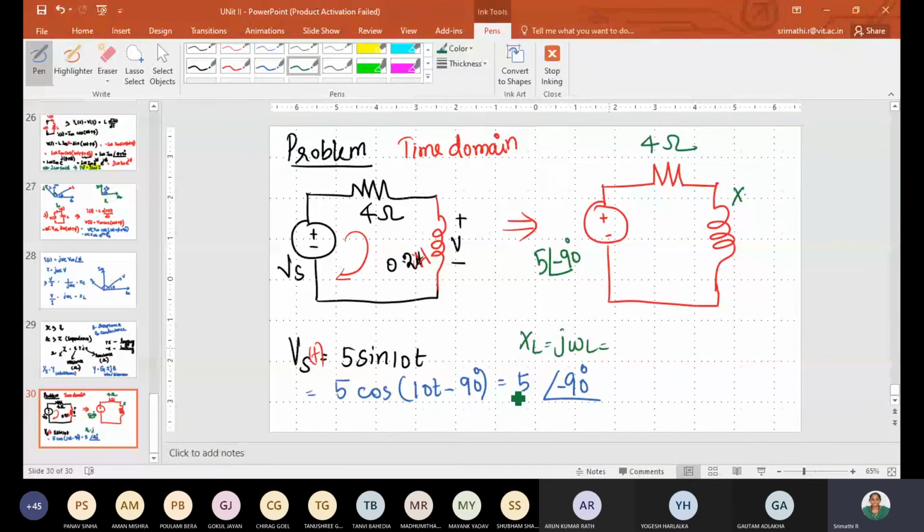So what is your omega, by the way? 10. So j 10 into 0.2. What is that? 2j, or j2. So now this has to be j2. Am I right?